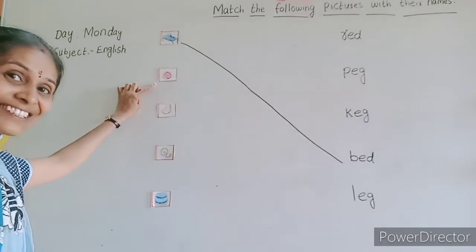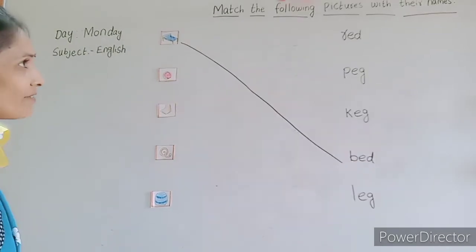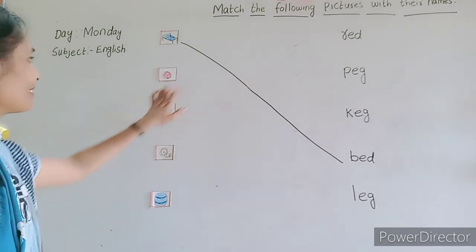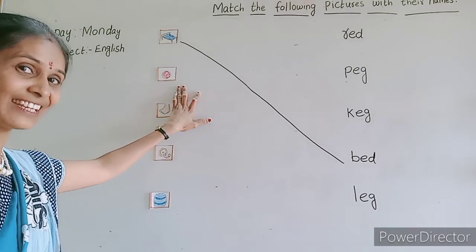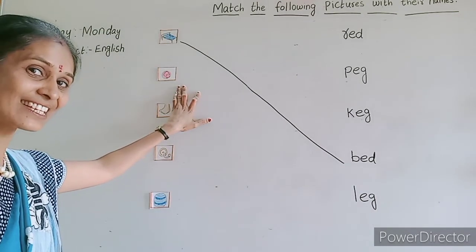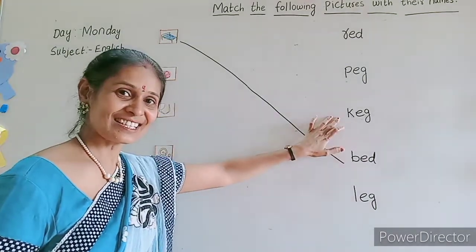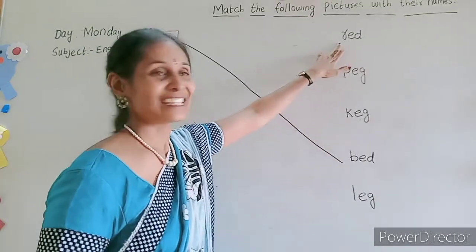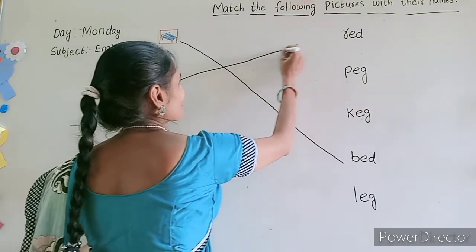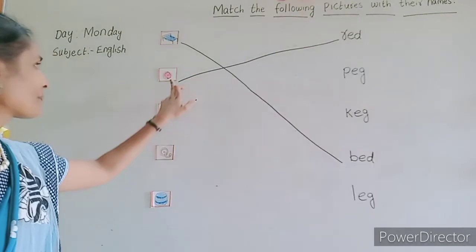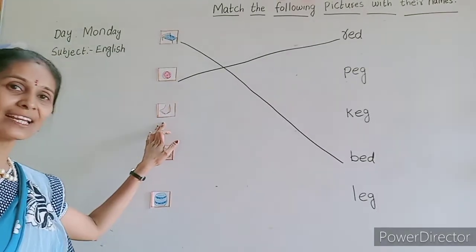Which picture is this? Yes, you are right. This is red color. Okay. Now we will search for the spelling also. Where is the spelling of red? R-E-D, red. Where is it? Is it here? No. Is it this? No. Yes, it is this. So we will match the picture with the spelling R-E-D, red. Okay.